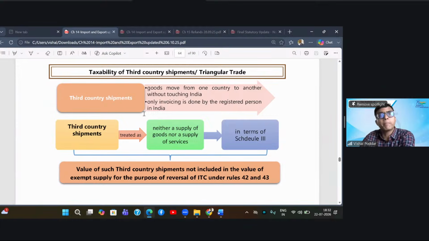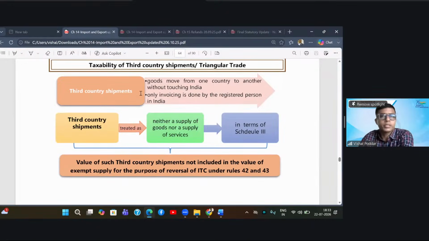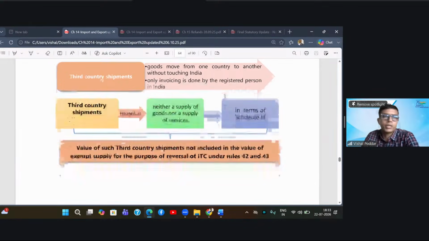But physically, the goods are directly traveling from Bangladesh to US without coming to India. Such transactions are called as third country shipment or triangular trade or out and out sale. Now, in this case, goods move from one country to another without touching India. So in my example, from Bangladesh to US, and only invoicing is done through India. That is, I will first show a purchase bill and then I'll also make a sale bill.